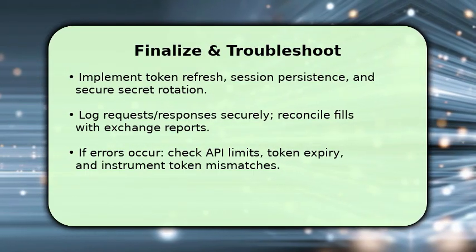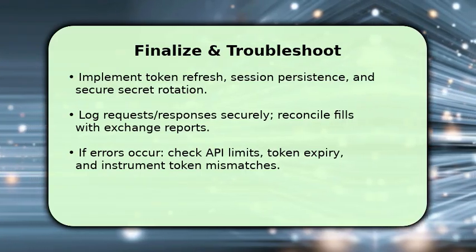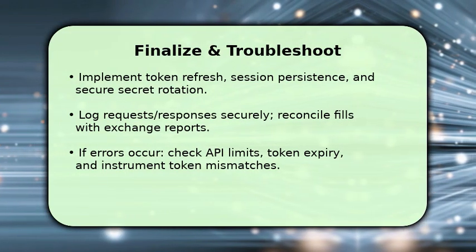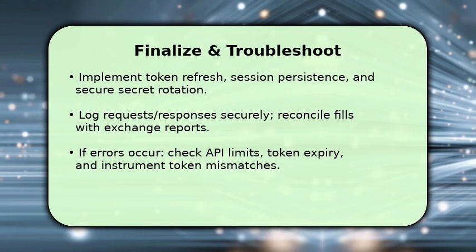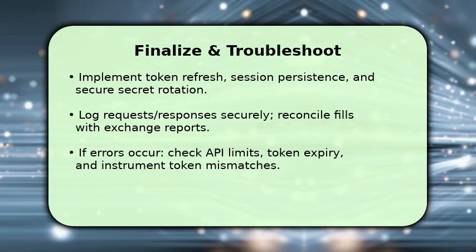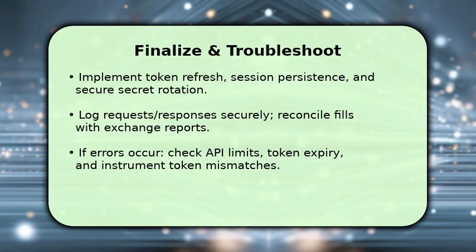Reconcile fills against exchange reports to catch discrepancies. For production, add health checks and alerting on rate limit or auth failures. If something breaks, first check API limits and whether the access token expired, then confirm instrument tokens match the exchange instruments. These steps.